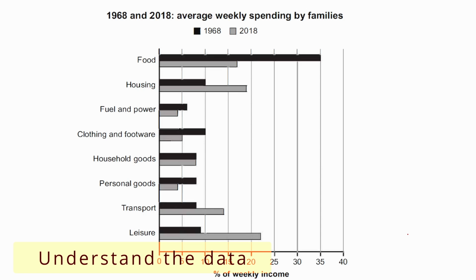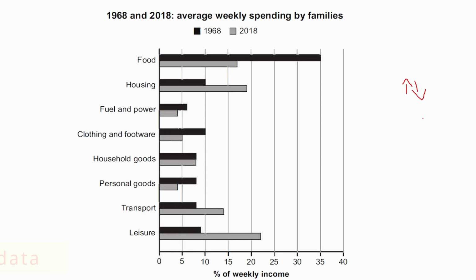As usual, in order to understand it, we just simply use up and down to understand the changes. So food went down, housing up, fuel and power down, clothing and footwear down, household goods no change, personal goods down, transport up, leisure up.